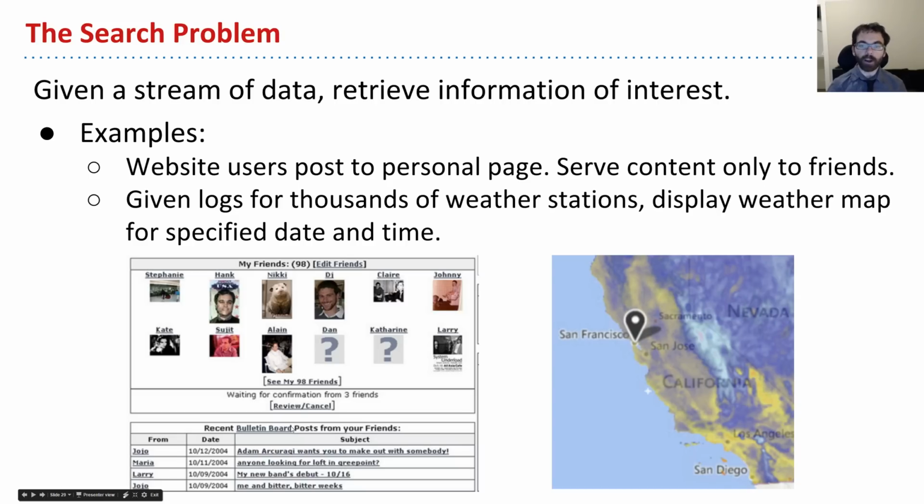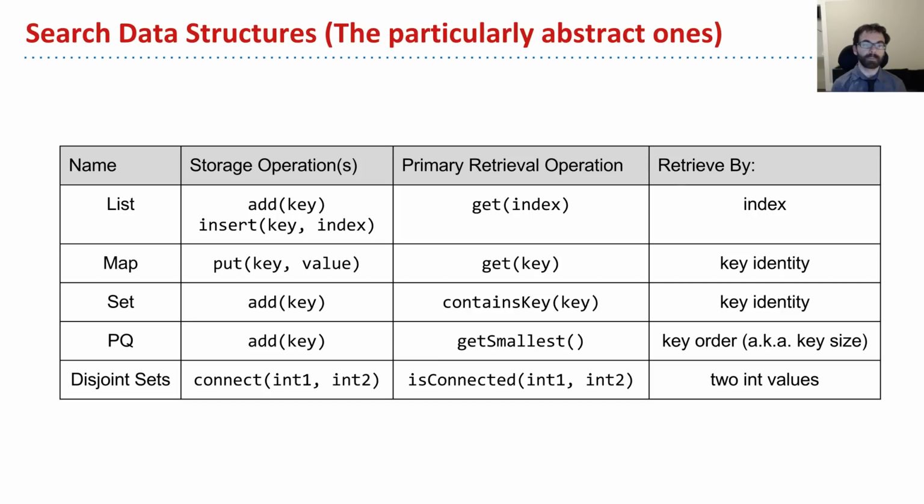Another one: given logs for thousands of weather stations out there, display a nice weather map for the specified date and time, right? I want to show this nice heat map showing the current temperature in some place. So all of these things are the search problem, and the data structures we've been building so far have been to solve the search problem for various domains of interest. For example, we had the list, the map, the set, the priority queue, and the disjoint sets operation, and all of these in some sense can be interpreted as part of the search problem.